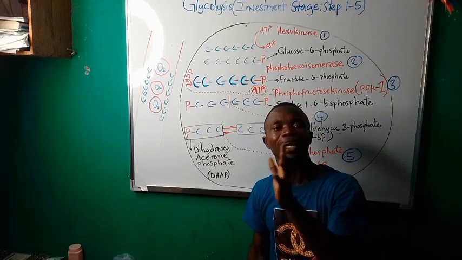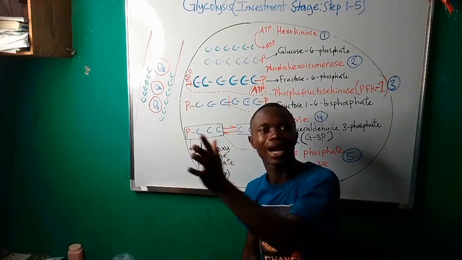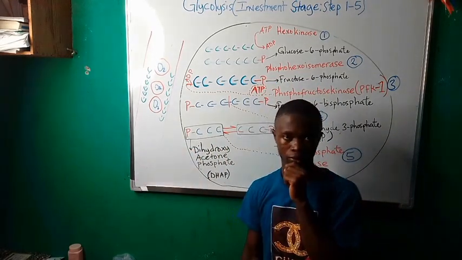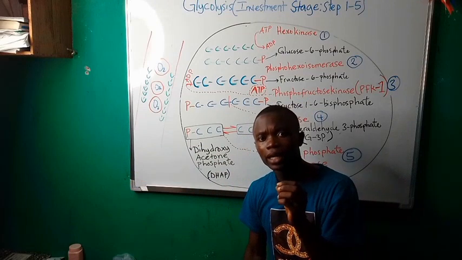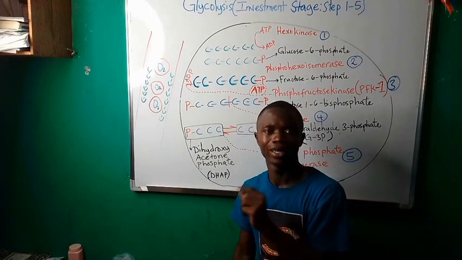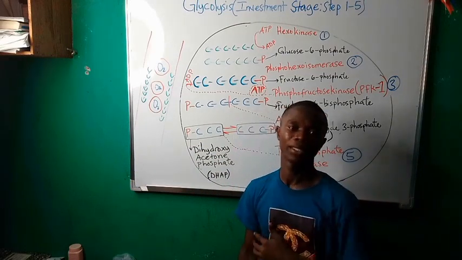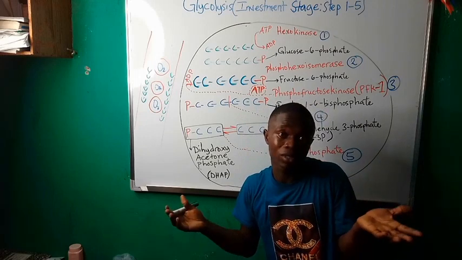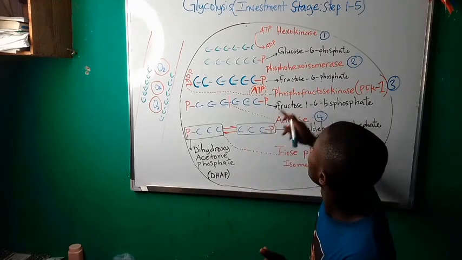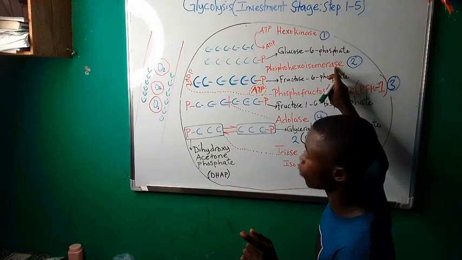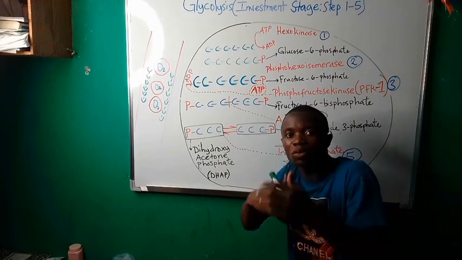Now, glucose is an aldose sugar. It has aldehyde functional group attached to it. But fructose is a ketose sugar. It has ketone functional group attached to it. But both of them are 6 carbon. That's why phosphohexoisomerase is just to isomerize it.